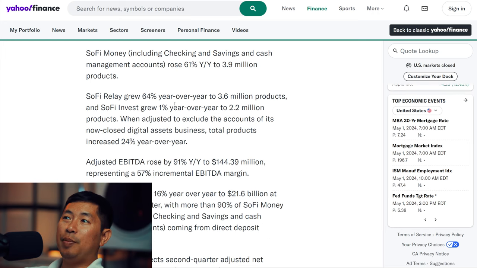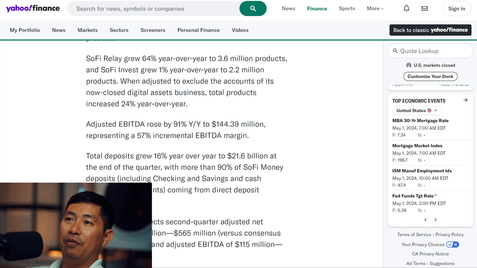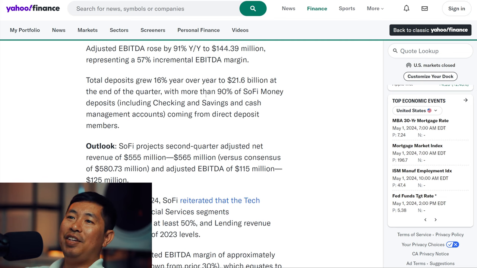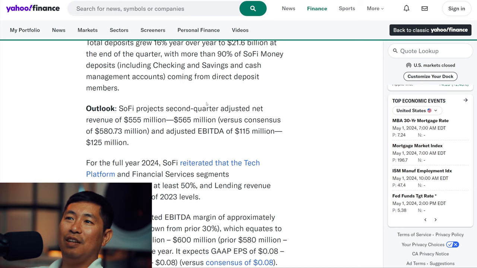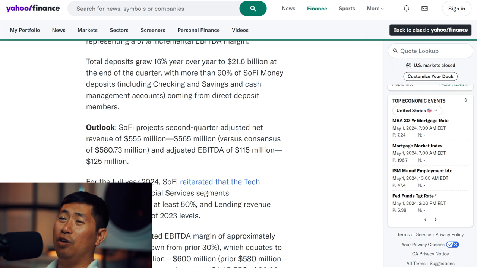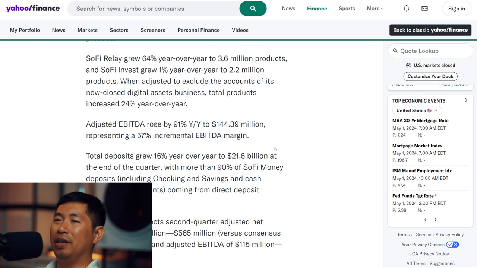They exceeded expectations on so many levels, and yet they were down 10%? It just doesn't make any sense. I'm super disappointed that SoFi went down 10% today when they reported so much good news during their earnings report. Oh my goodness.